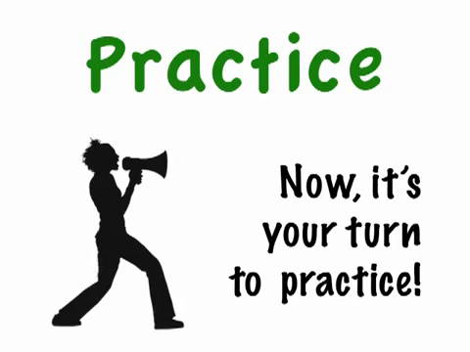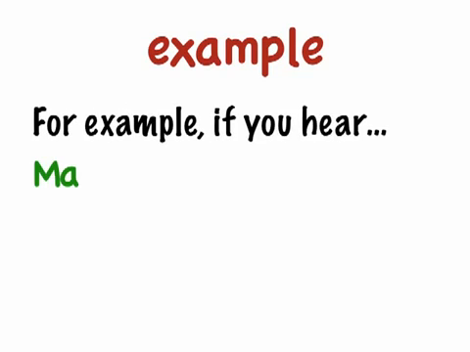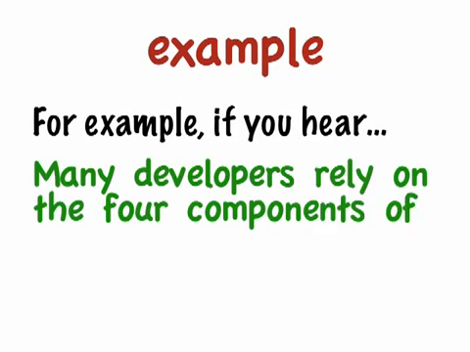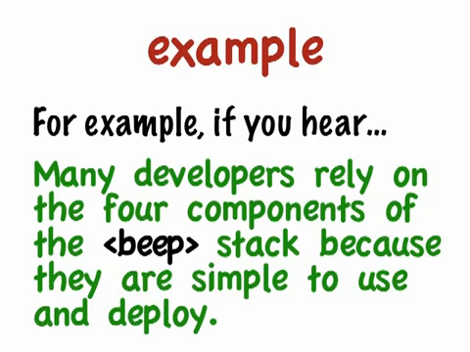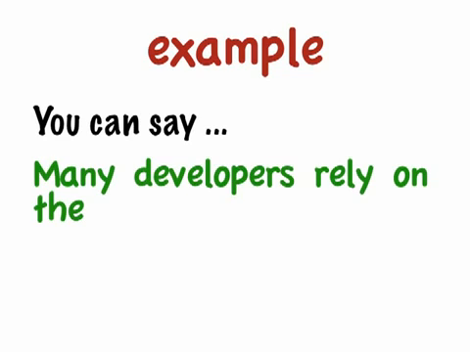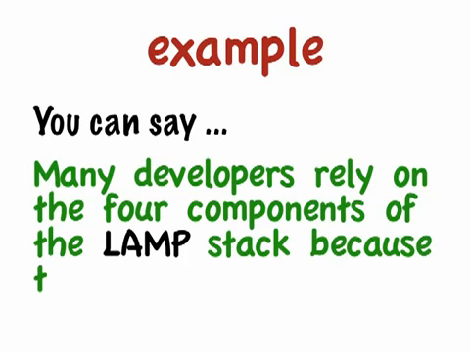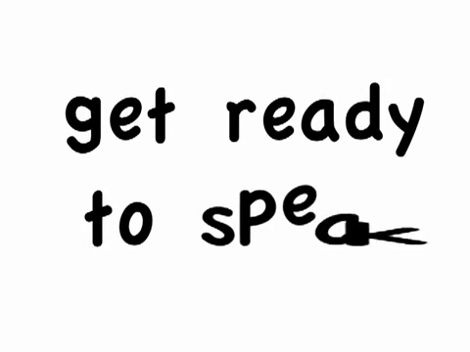Now it's your turn to practice some of the words we have studied in this episode. You'll hear a series of sentences with a word replaced with a beep. Repeat the whole sentence but say the missing word. For example, if you hear, Many developers rely on the four components of the beep stack because they are simple to use and deploy, you can say, Many developers rely on the four components of the LAMP stack because they are simple to use and deploy. We'll play the correct answer after each question. Ready? Let's give it a go.